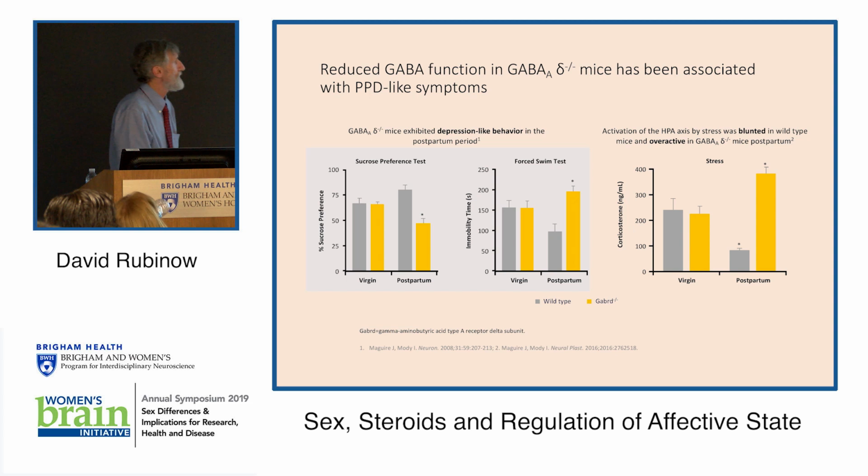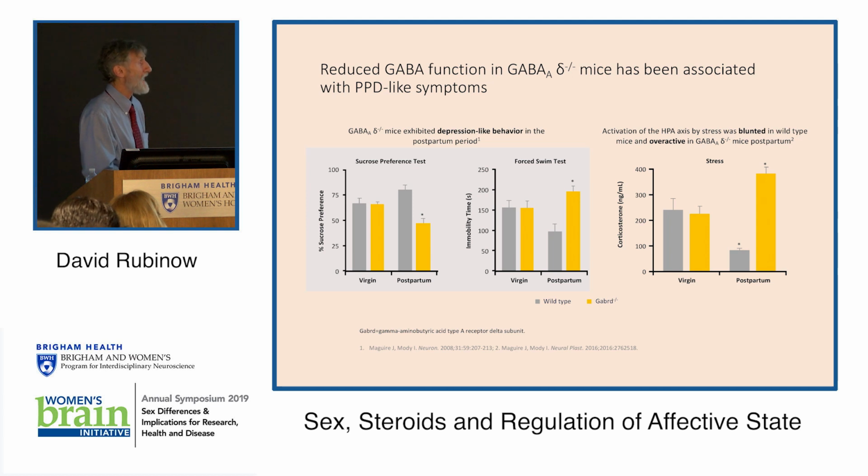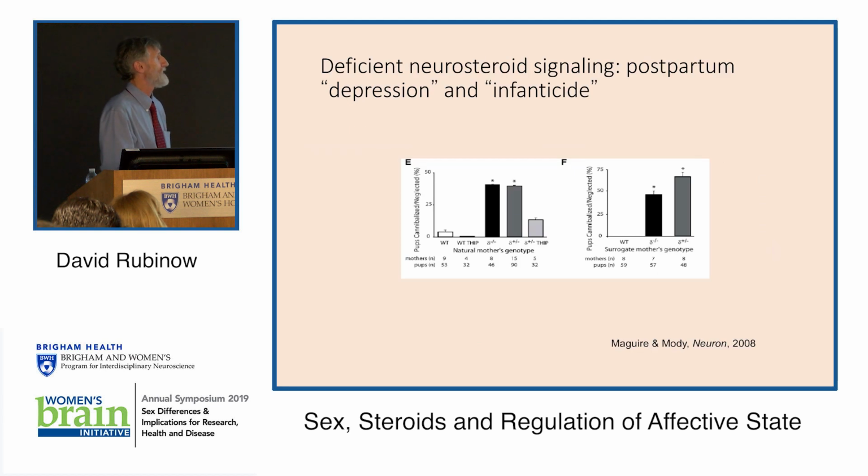And what she found is that these animals, and this is critical, at baseline were perfectly normal. They grow up, they look fine, but once they deliver, they look depressed, they're anhedonic in the sucrose preference test, increased immobility for swim test, greatly increased stress reactivity, and most notably, they wind up killing their offspring. So here you have a genetic abnormality that only expresses itself in the context of a reproductive endocrine change.